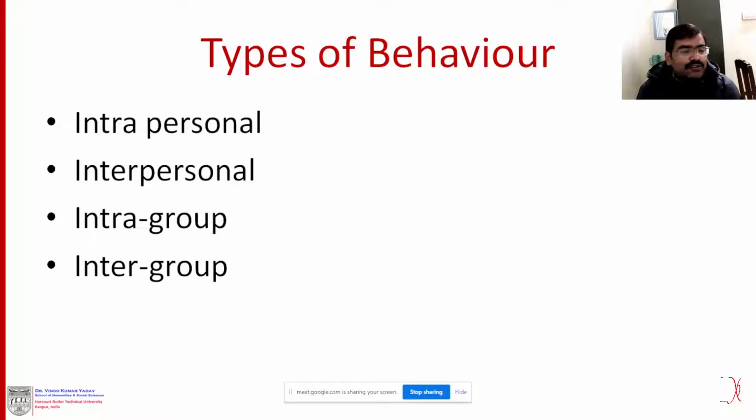Then you have intergroup behavior. Now this intergroup behavior is very interesting. When an individual behaves in an intergroup, there is a very interesting case. Now the important thing is why we discuss the types of behavior. Can you predict the behavior of a person? It is very difficult. Say for example, when you are an individual, that means interpersonal, your behavior is very different than when you are in a group.